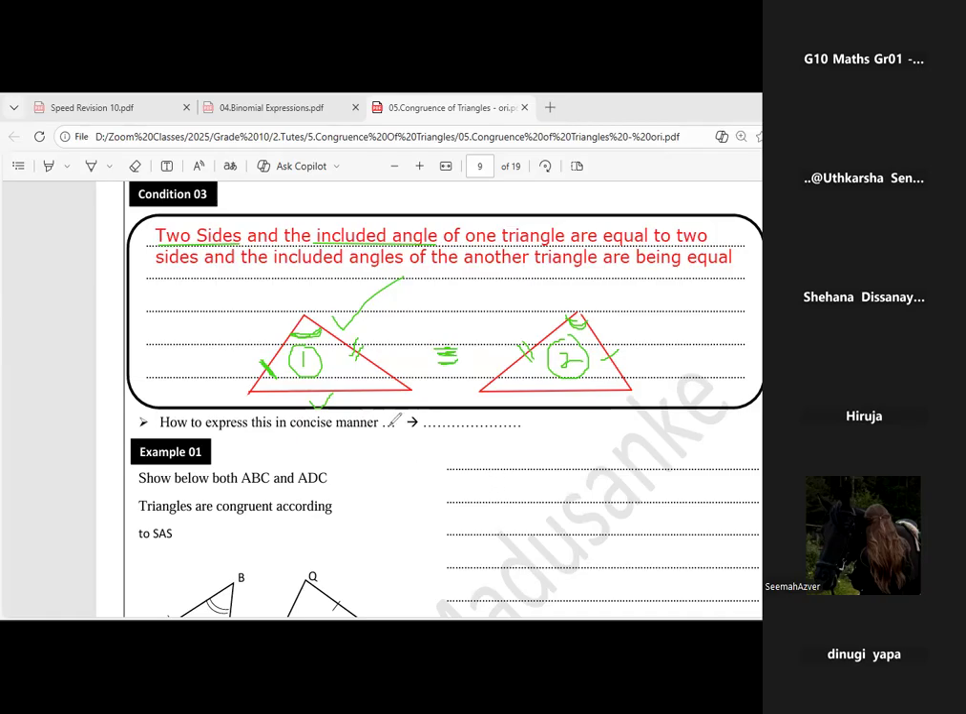Now how are we going to represent this in a concise way? So this is a side, this is an angle, this is a side. So S A S. In a concise manner we can say SAS, side angle side. This is the concise way to represent this condition. Please write it.